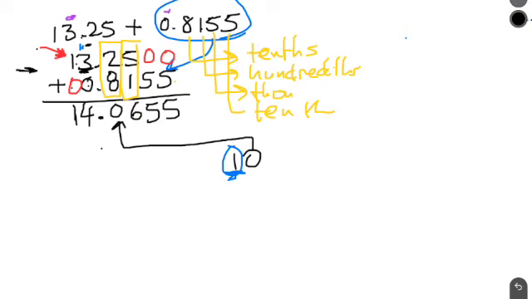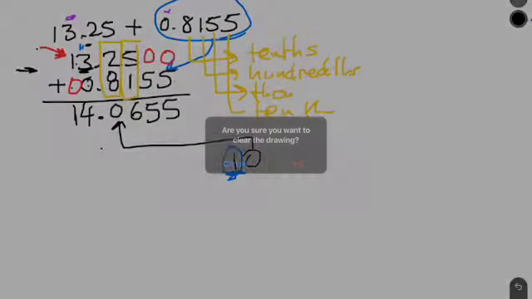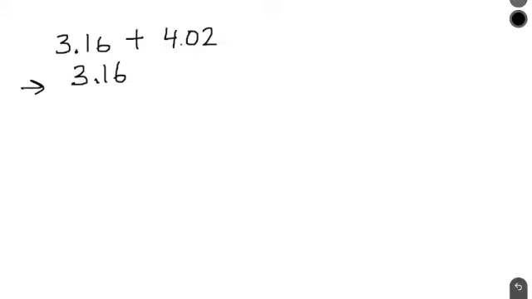Let's look at another problem, shall we? Let's say we have 3.16 plus 4.02. The first thing we want to do is make sure that the numbers line up according to their place. The decimal place should always be aligned, as well as the place value for each number. In this instance, it will be 4.02.